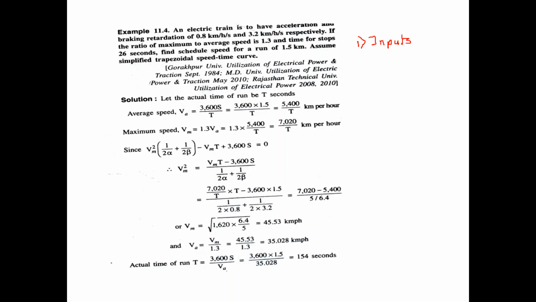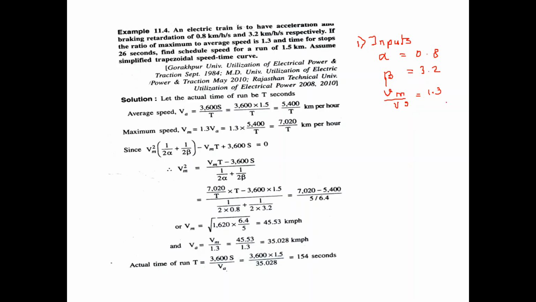Now the electrical train has an acceleration and a braking retardation. Both values are given. The alpha value, the acceleration, is given as 0.8. The retardation, beta value, is given as 3.2 kilometer per hour per second. Then the ratio of maximum to average speed, Vm to Va, is given, which is equal to 1.3.